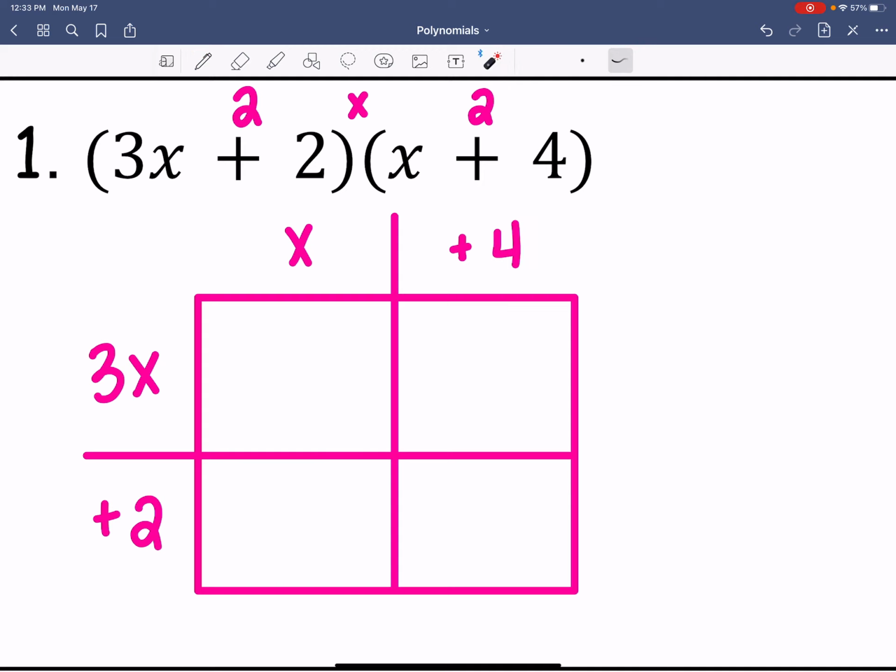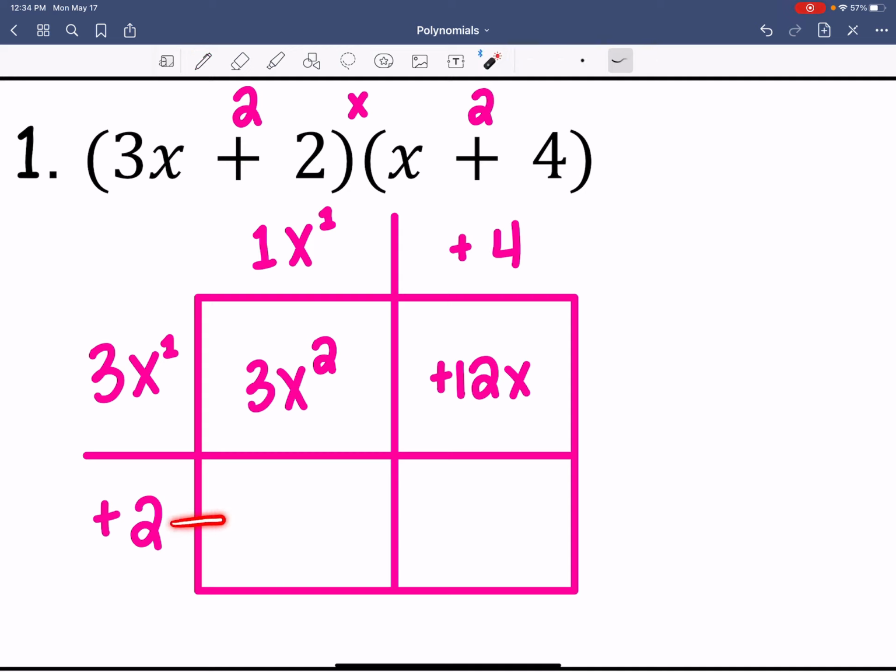Now we are simply going to multiply within each box. So 3x times x is going to give us 3x squared, right? Because this is technically like a 1x, and they have exponents of 1 if they're not written. So that's 3 times 1 is 3, x times x, you're going to add 1 plus 1 to get x to the second power. Then we have 3x times 4. So 3 times 4 is positive 12, and we do have to multiply by that x.